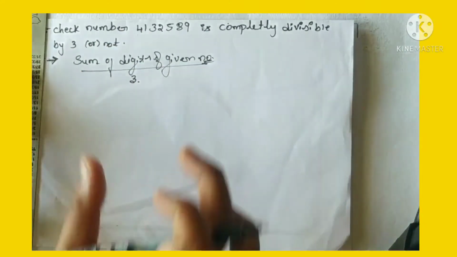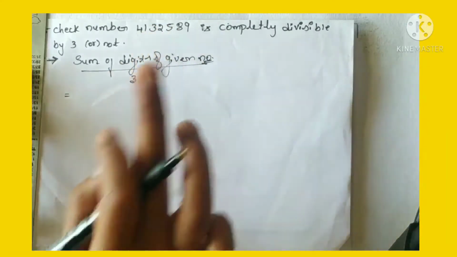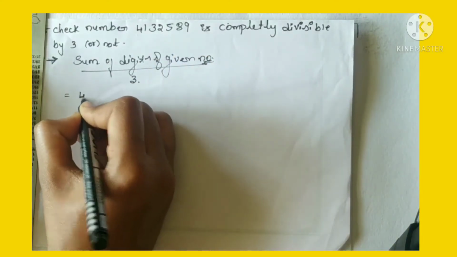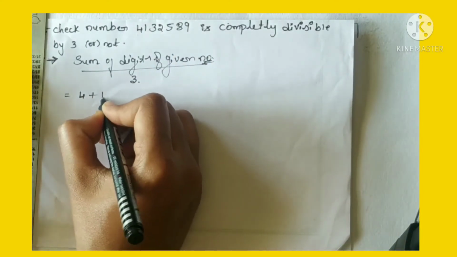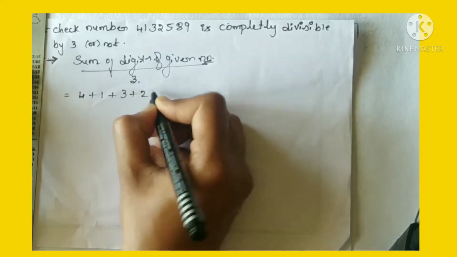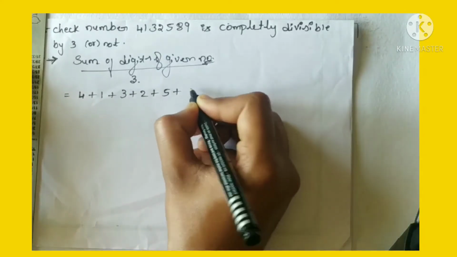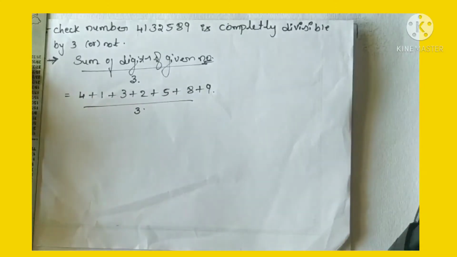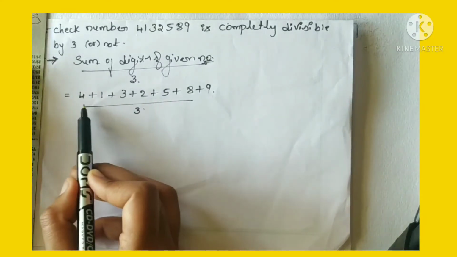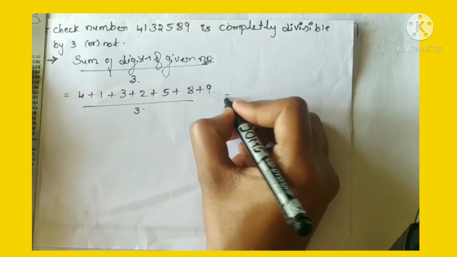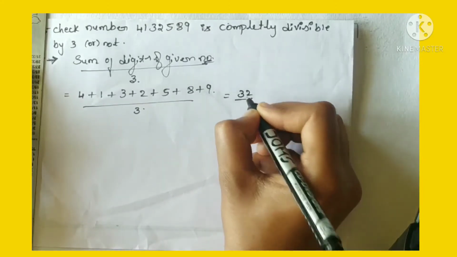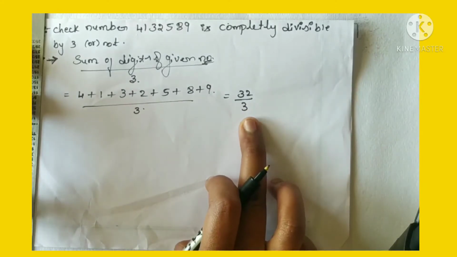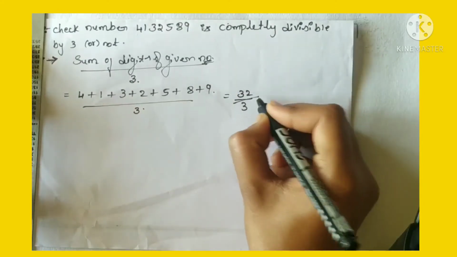So, I have written it here. Now, I add the digits of the given number: 4 plus 1 plus 3 plus 2 plus 5 plus 8 plus 9. If I add all these numbers, I get 32. Is 32 divisible by 3? No, it is not divisible. Not divisible.